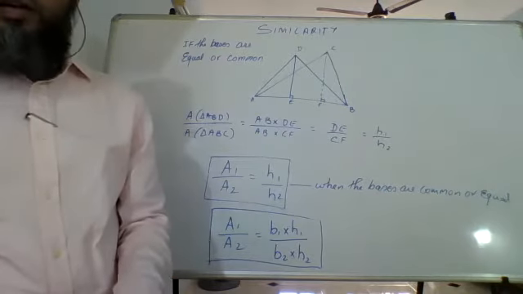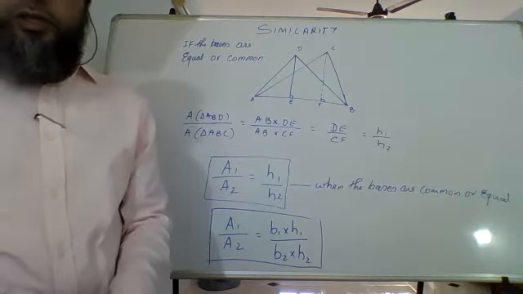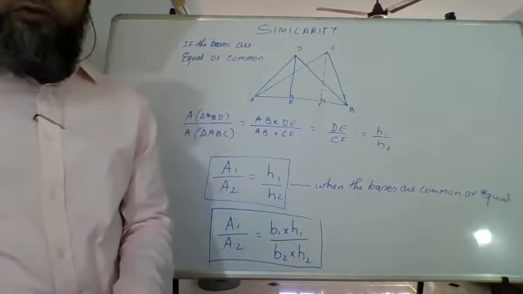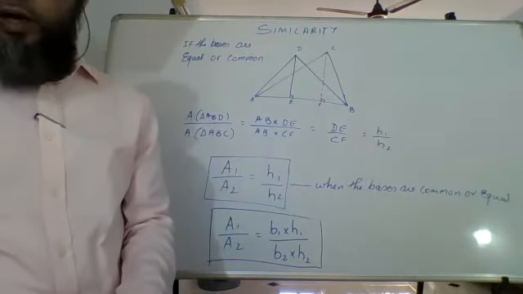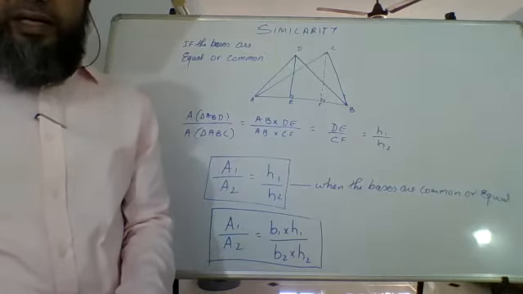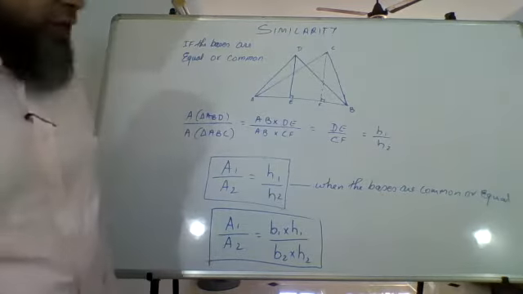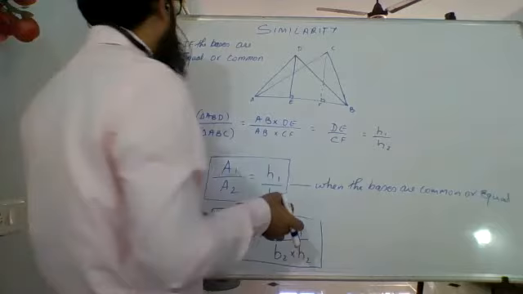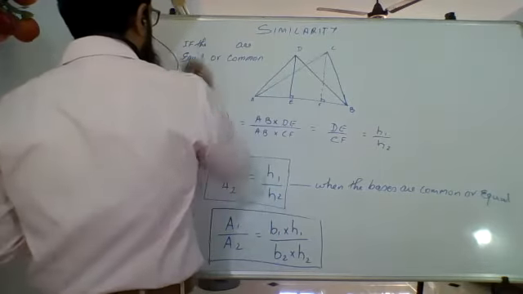I believe you all have done this. Now let's proceed further. Now what happens, supposing instead of the bases being equal, the heights are equal? What happens when the heights are equal? So A1 upon A2: the ratio of areas of two triangles when the heights are equal or common.